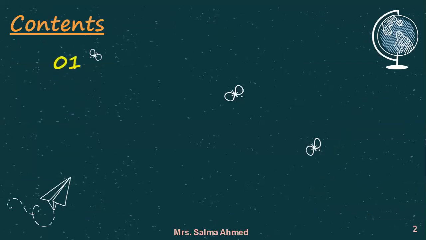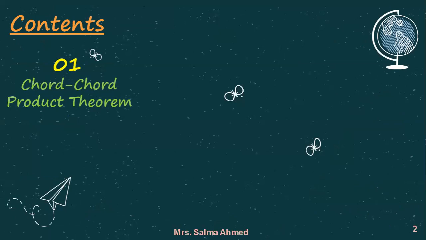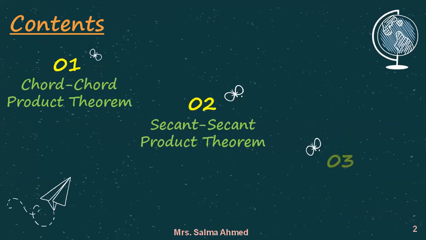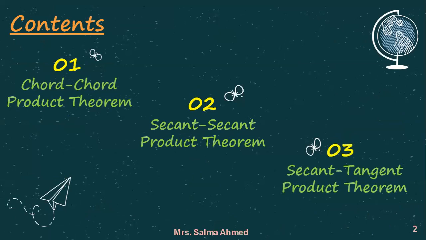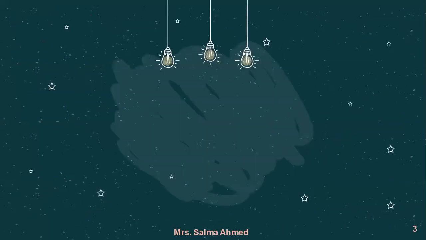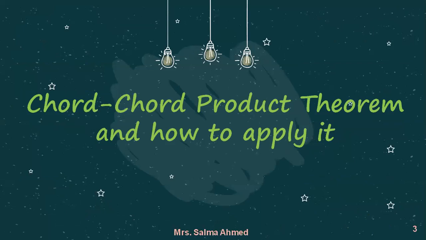We are going to have the chord-chord product theorem, the secant-secant product theorem, and the secant-tangent product theorem. We are going to start with the first one, which is the chord-chord product theorem and how to apply it.